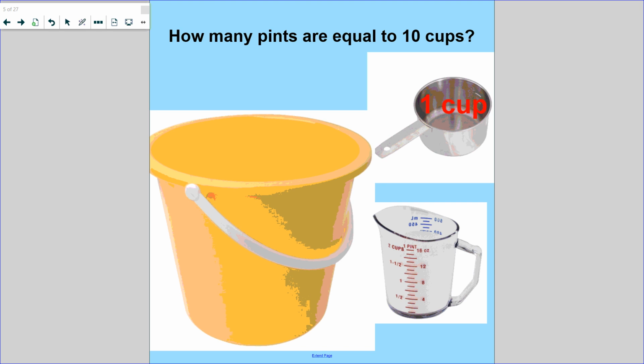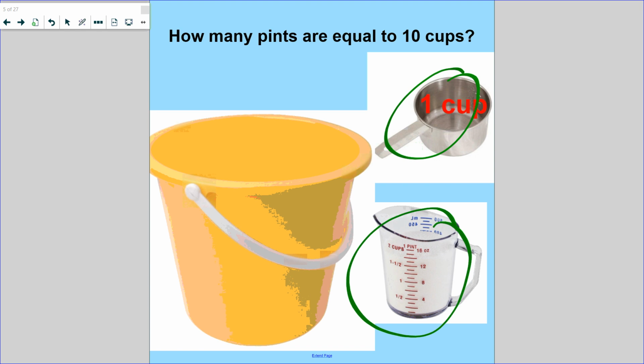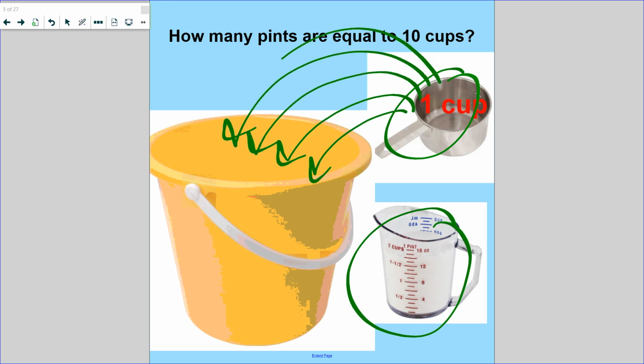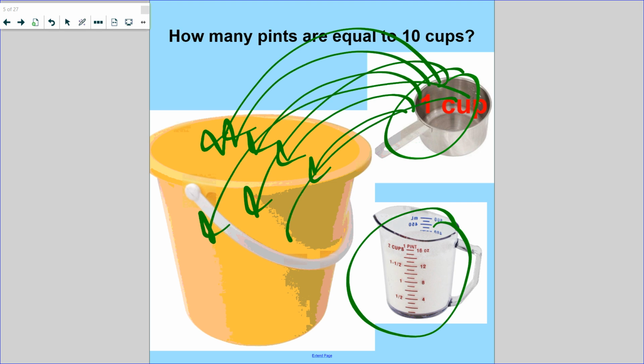All right, so today during class, I will have a big bucket of water. And then you are going to answer this question: how many pints are equal to 10 cups? So here's the bucket. I will pour 10 cups. 1, 2, 3, 4, 5, 6, 7, 8, 9, and 10 cups of water into this bucket. Then I'll pour from the bucket to here to figure out how many pints there are in 10 cups.